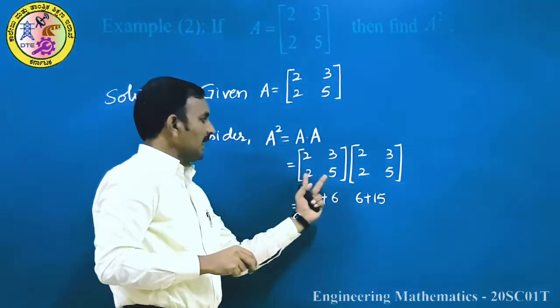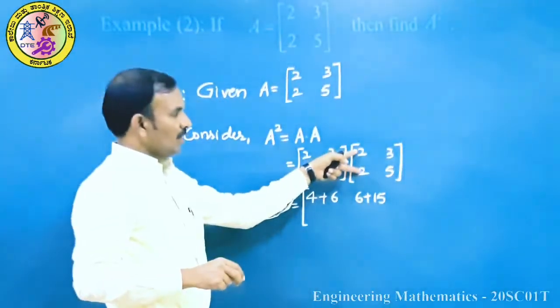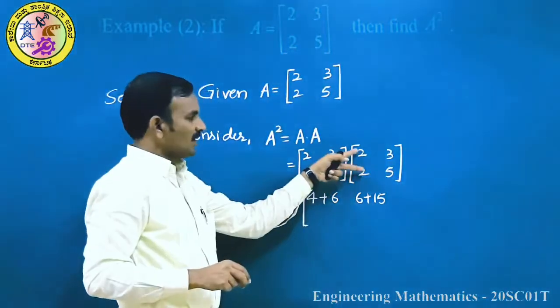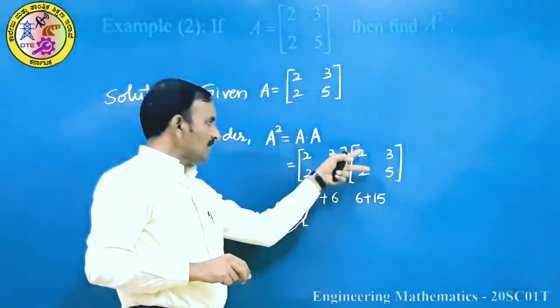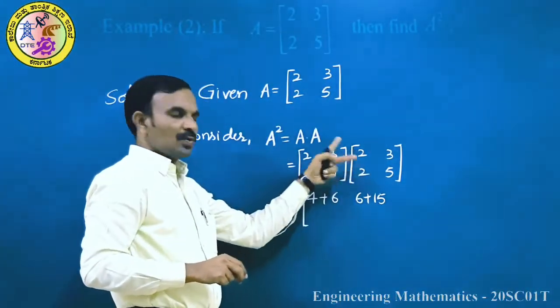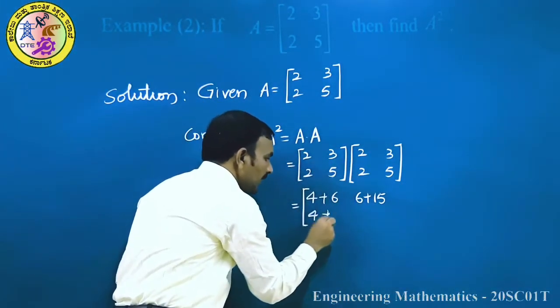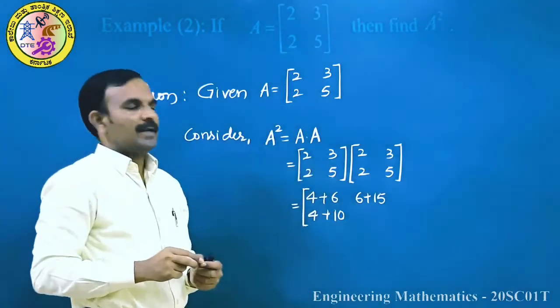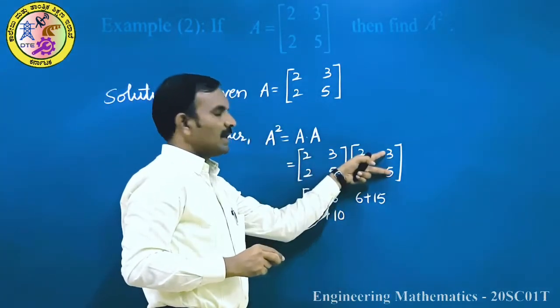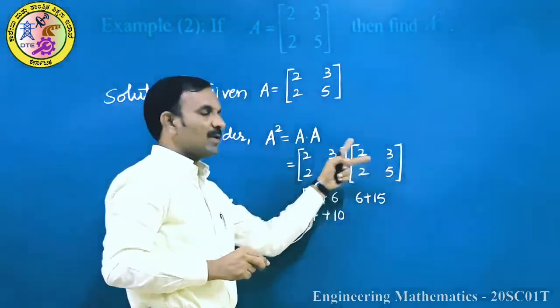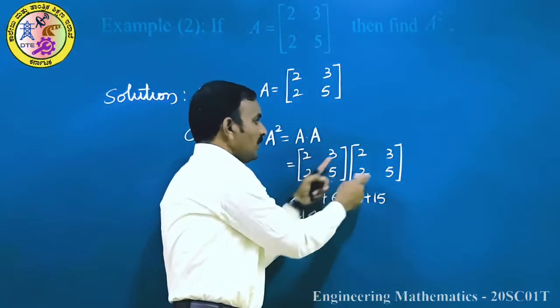Next, second row, first column: 2 5 and 2 2. 2 into 2 is 4, 5 into 2 is 10, so 4 plus 10. Second row, second column: 2 into 5, with 2 5 and 3 5.